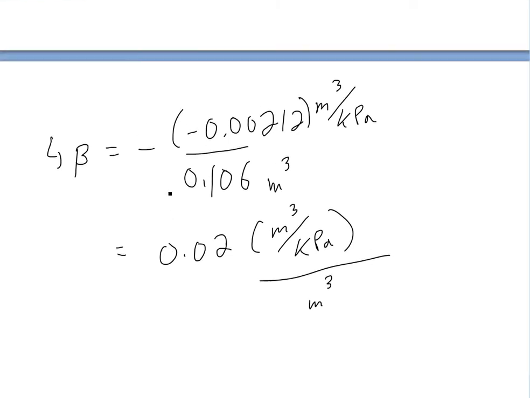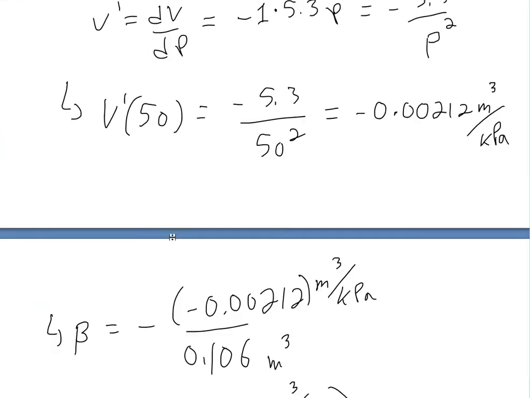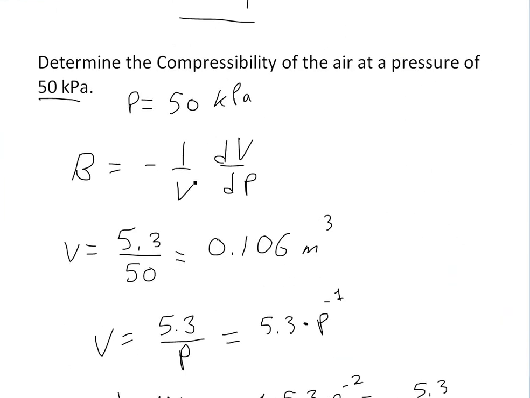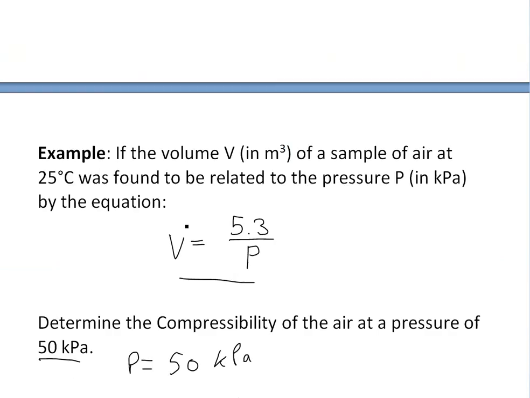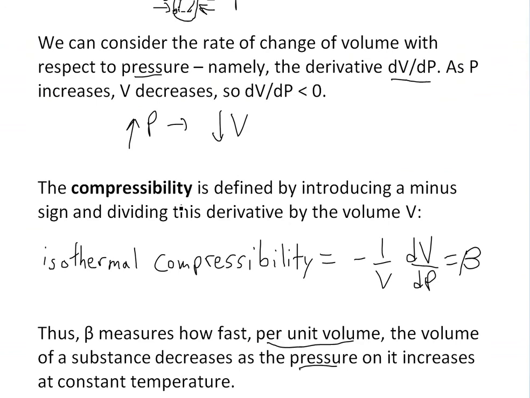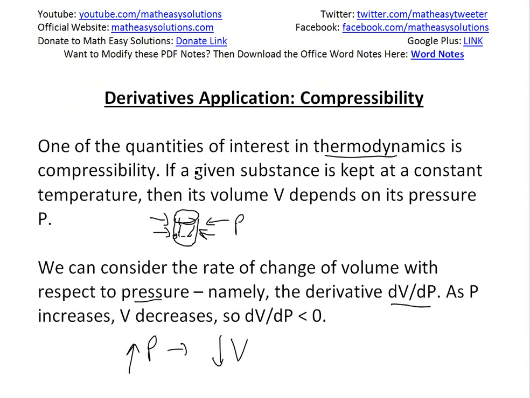Anyways, hopefully you learned from this example. That's all for today. You can always download these exact notes in the Dropbox link below, and hopefully learn how the derivative can be applied in compressibility and thermodynamics, as in my earlier videos on chemistry and electricity, etc.